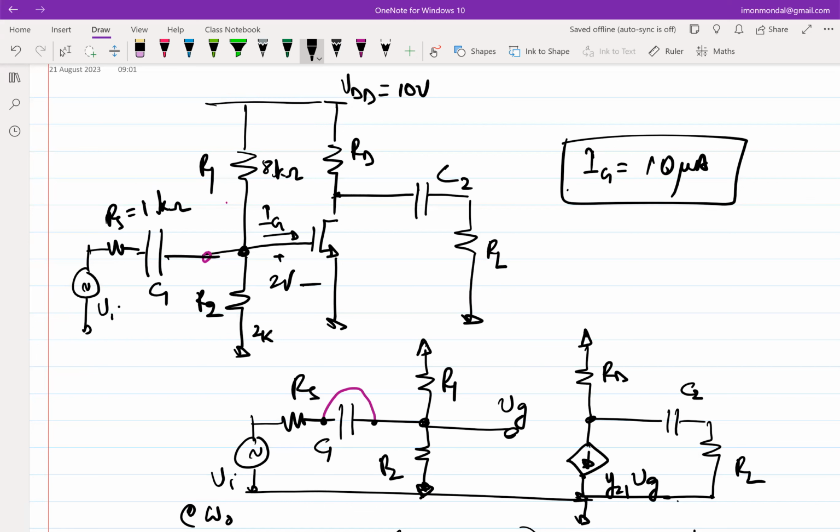Or, I mean, tell me what might get affected. Do you think this IG will load these guys, the input? IG is a bias current. I mean, a DC current. Correct, right? So essentially, current.